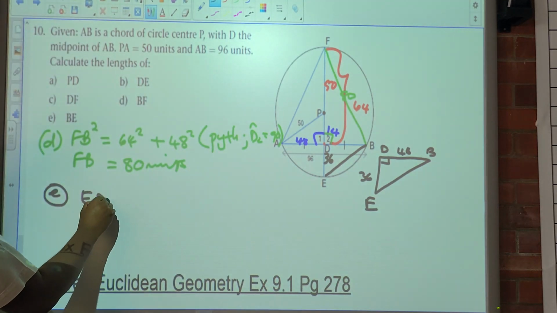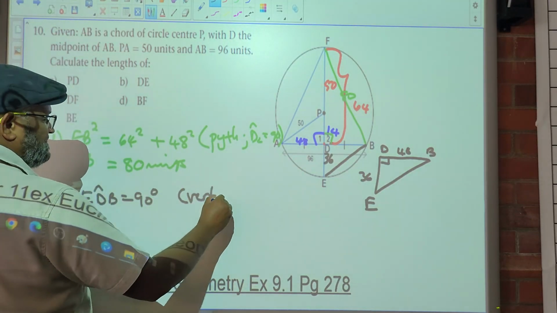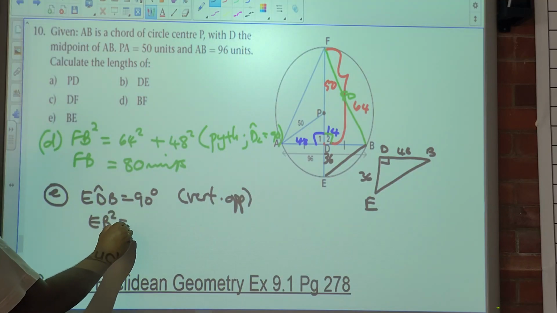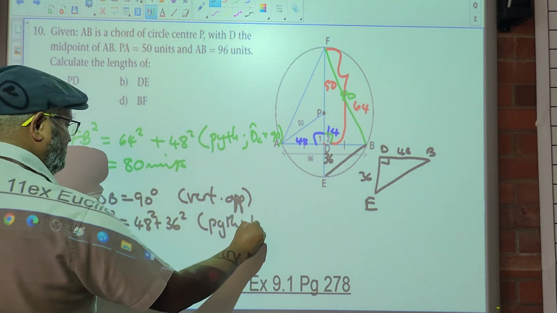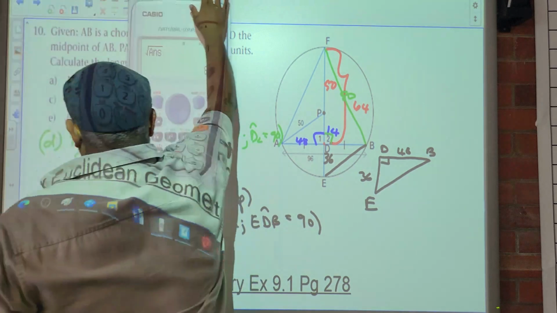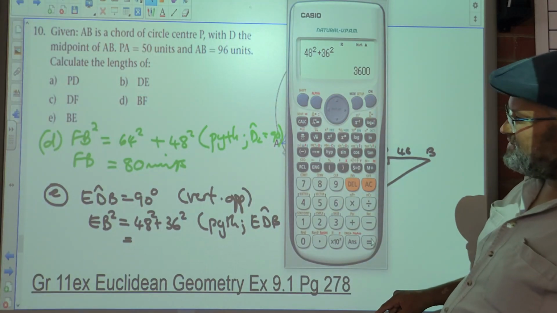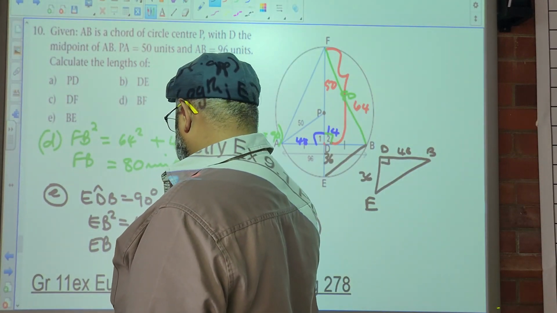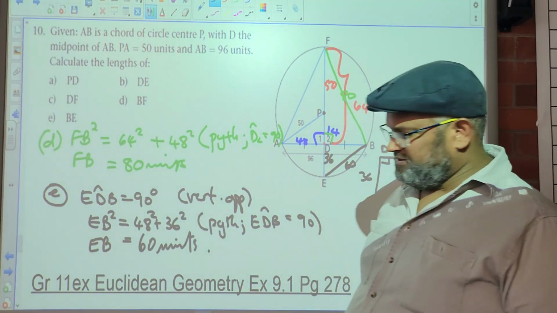So firstly, we're going to say that EDB is equal to 90. Why? It is vertically opposite. Or I could have said angles on a straight line. Okay? So EB squared is equal to 48 squared plus 36 squared. Why? Pythagoras with EDB equals 90 degrees. So 48 squared plus 36 squared, 3,600. The square root thereof is going to give you 60 units. Right? Yes. Do you guys understand?